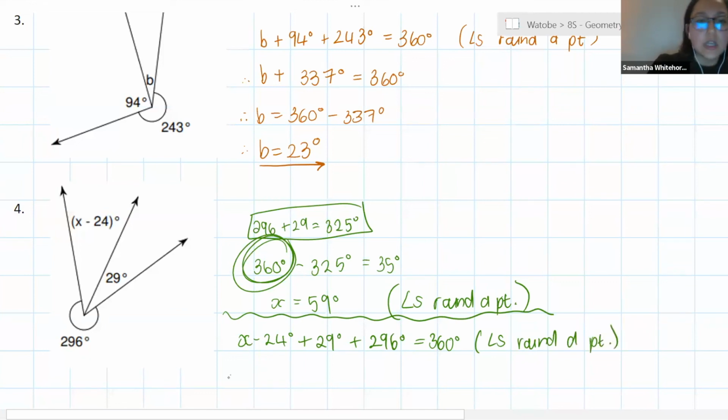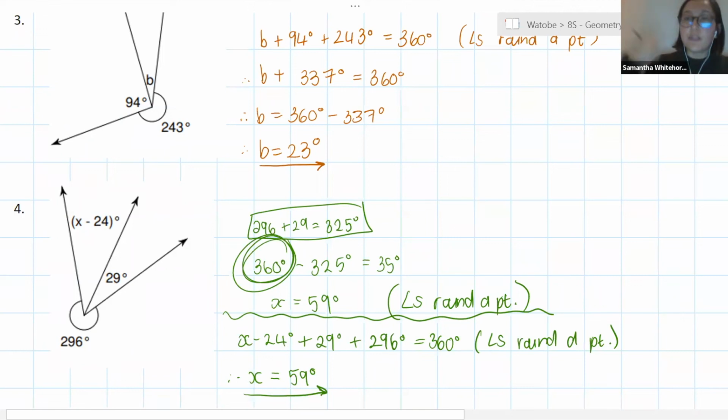Okay, so now we can start to solve for X. Now I want to add 24 to 360 and then subtract 29 and subtract 296, because that's going to allow me to solve for x. And I get the same thing, x is equal to 59 degrees.